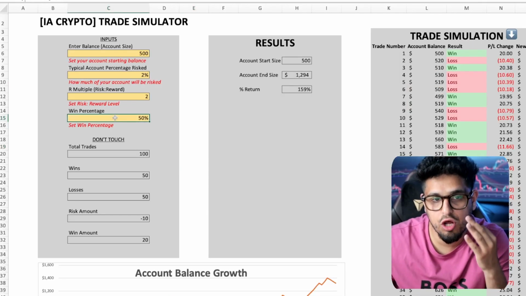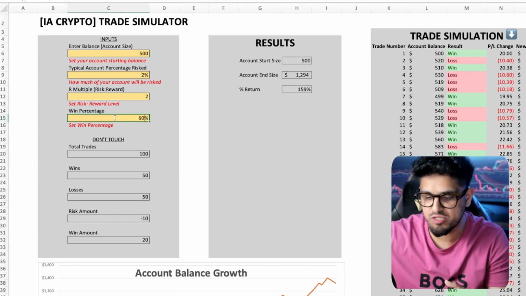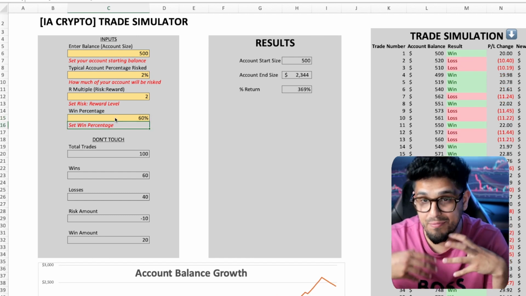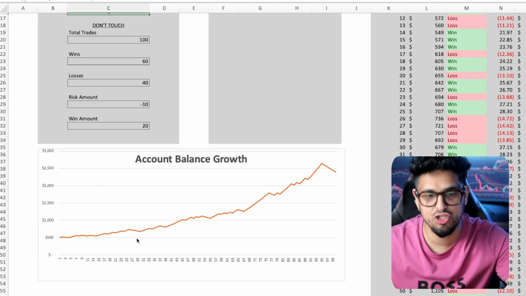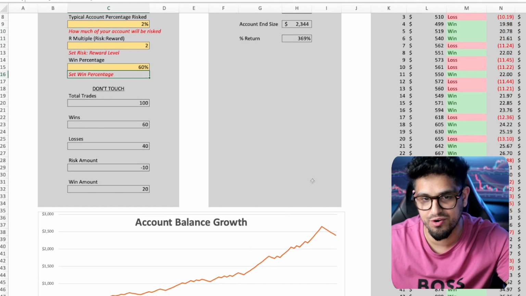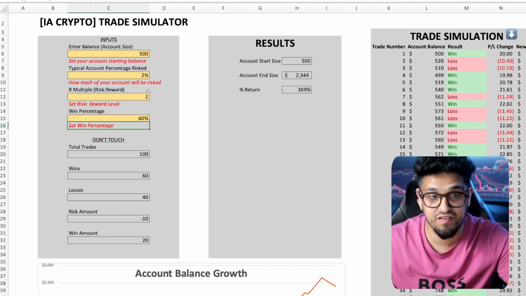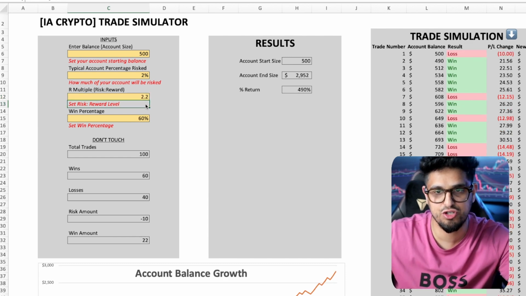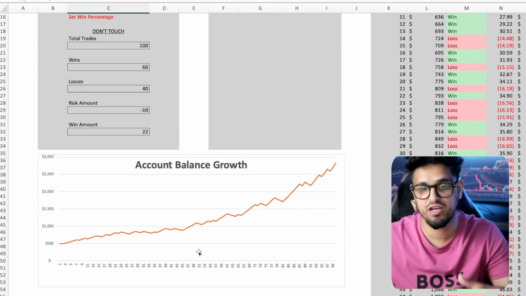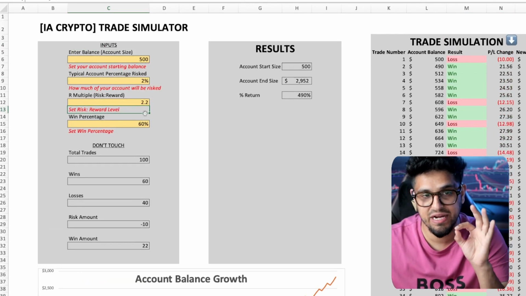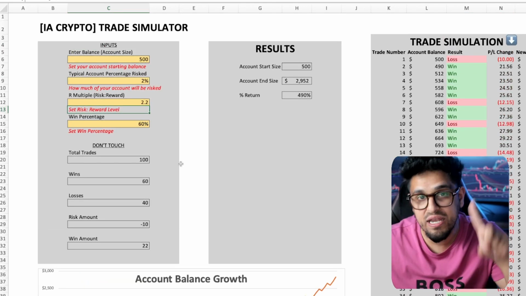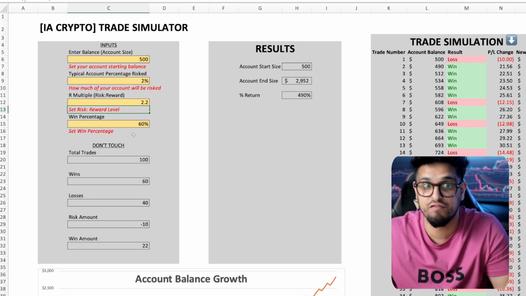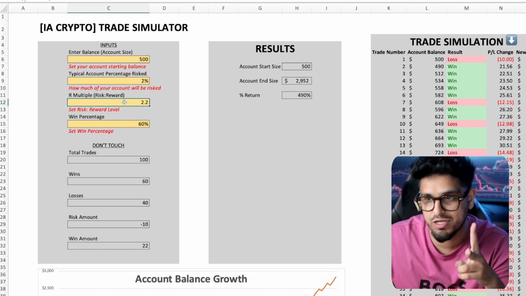If I can now start to work on my win percentage, let's plug in 60%. Now I'm getting better at my win percentage. Look at how my account balance starts to grow, right? It really starts to grow quickly. If I can improve a little bit on my risk to reward ratio, if I can start nudging that a bit, I start improving the returns that I see on my account. And you can see how by tweaking 2 things, the win percentage, the number of trades you get right, of course, plus the risk to reward, stacking it in your favor.